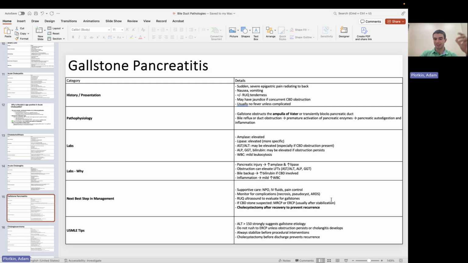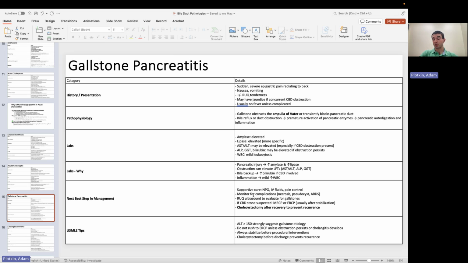So all things to consider, but really we treat pancreatitis the same. We do supportive care. We keep them NPO, we do IV fluids, and we do pain control. We try to get them eating enteral nutrition within 24 to 72 hours. That's shown better outcome. We look for complications like necrosis, pseudocysts, and ARDS. I'm going to talk more about pancreatitis in my localized abdominal lecture, and we'll talk about some of these complications.